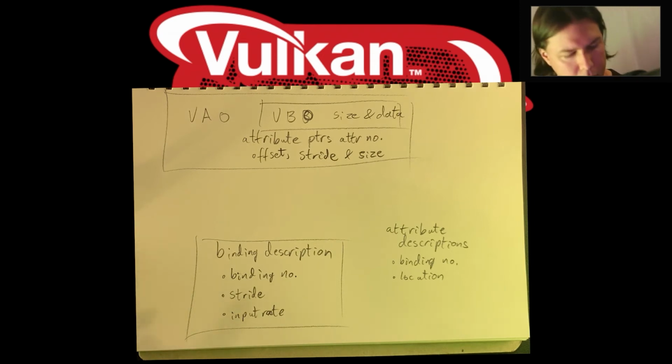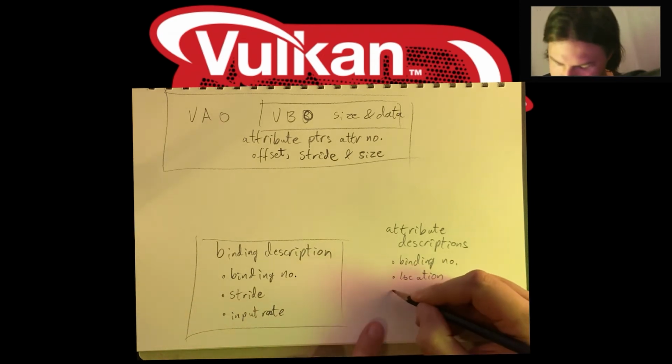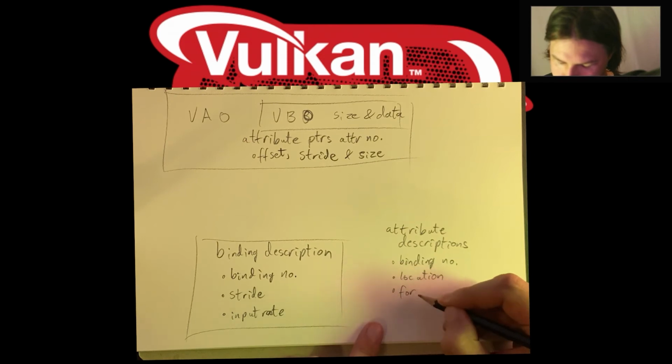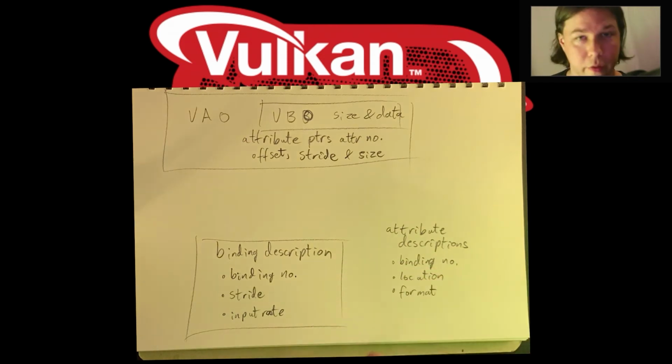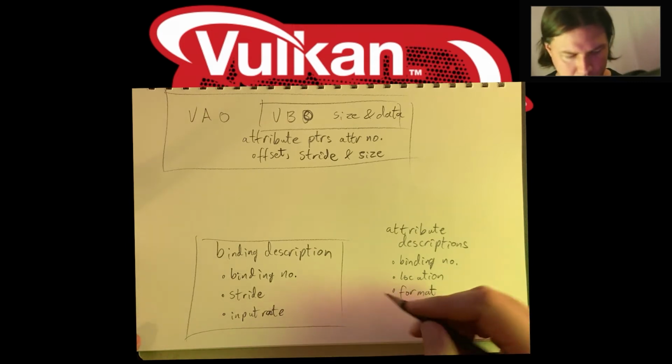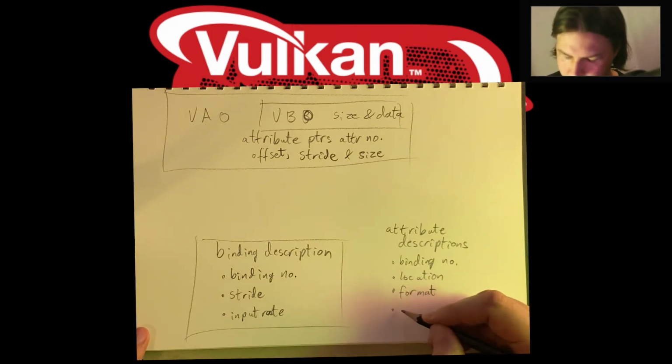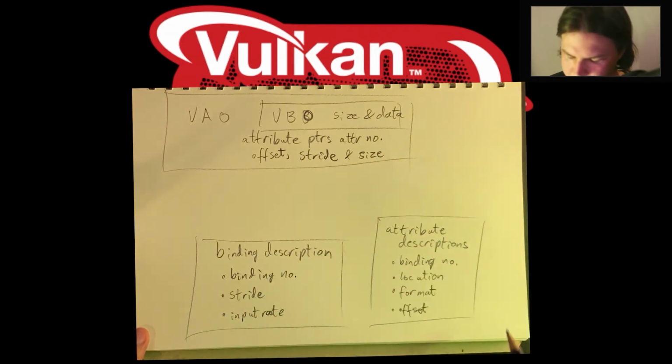Okay. As well as this, we have a format. So what data are we storing, what data type, and how many elements, and the offset where that data begins. So apart from renaming these things, they are very similar. They are the same concepts.